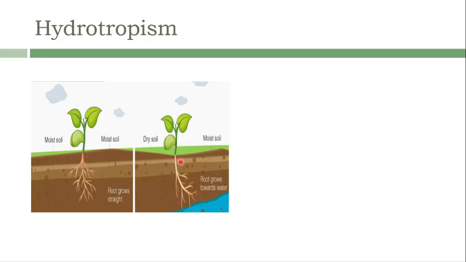But here we can see that the soil on the right and left sides is different. On this side the soil is dry and the water concentration is low, but on this particular side there is moist soil as well as a source of water. So what will happen? The roots will grow toward the water, because the growth of the root is always towards the abundance of water.